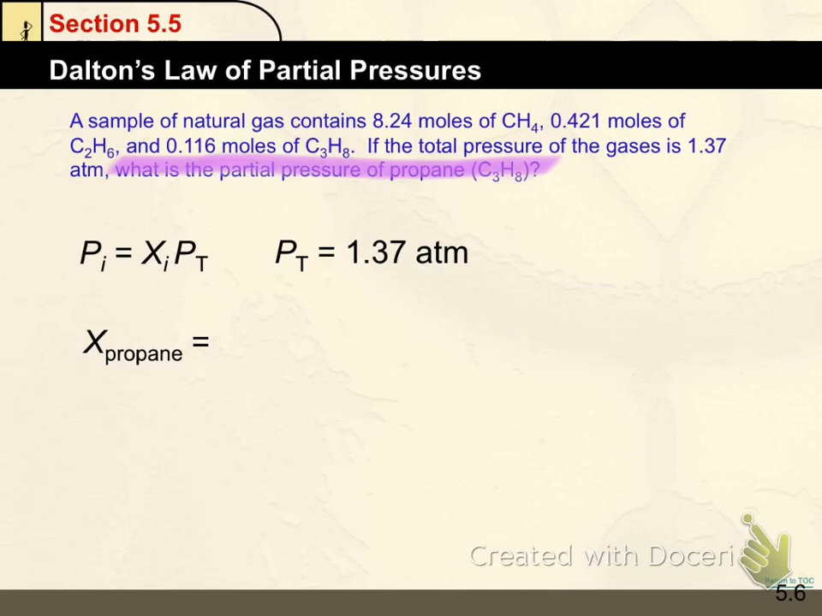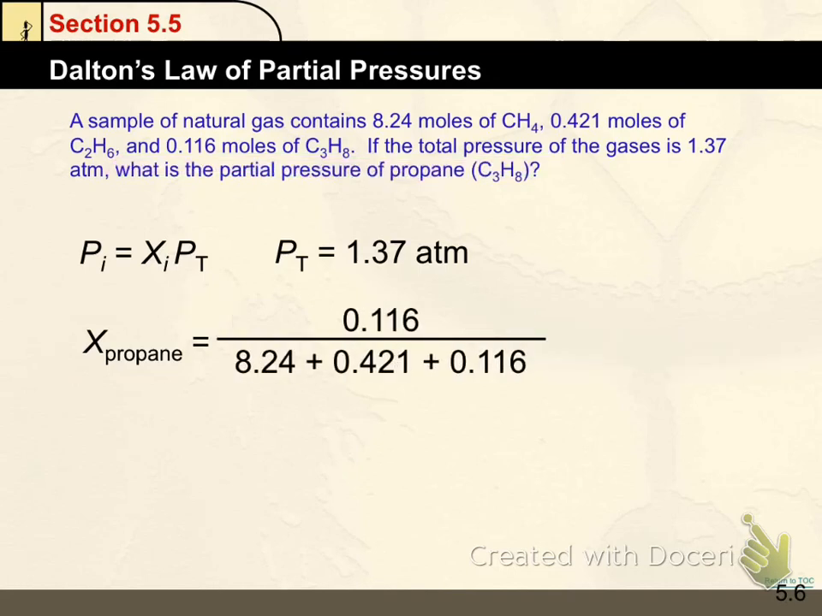All right, so what is the partial pressure of propane? So that's why we're coming down here and using X prop. X propane equals the molar ratio. So I'm just going to plug those numbers in. The top is the number of moles of propane, 0.116. The bottom is the addition of all of the moles of all gases inside of the mixture.